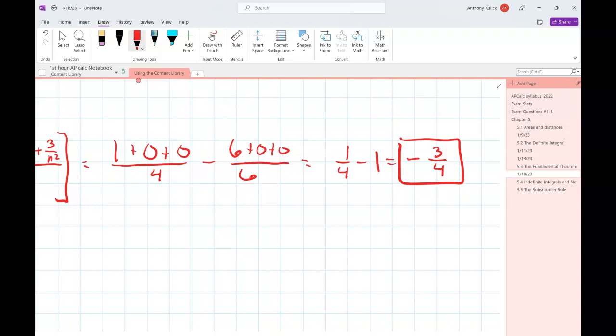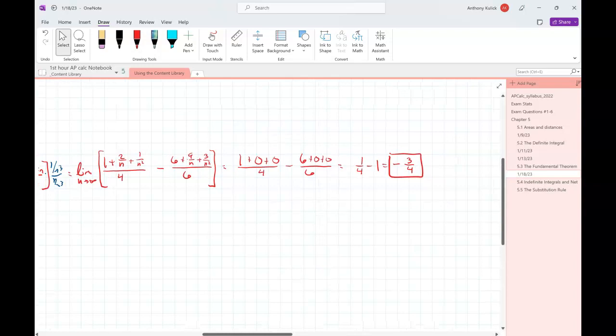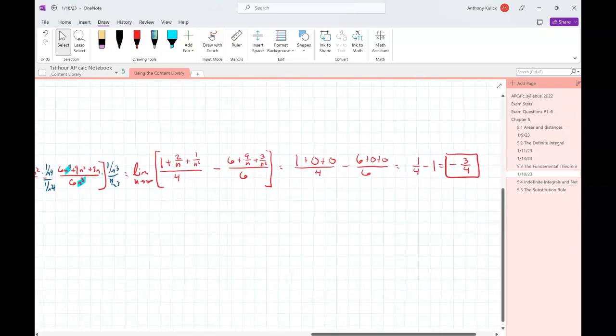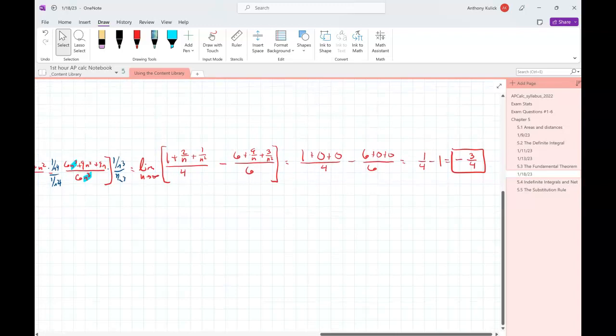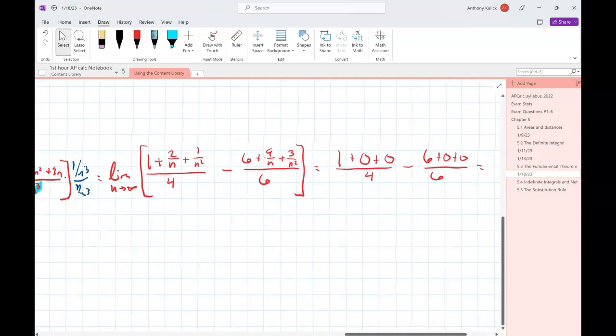Is that mildly impressive that Mr. Kula can do that on the fly and not make a mistake on it? Of course, yeah. Is that good enough? Is it too small now? Yes. Good?